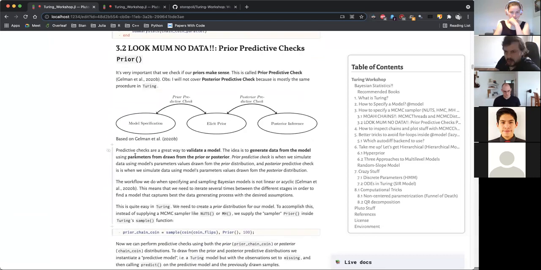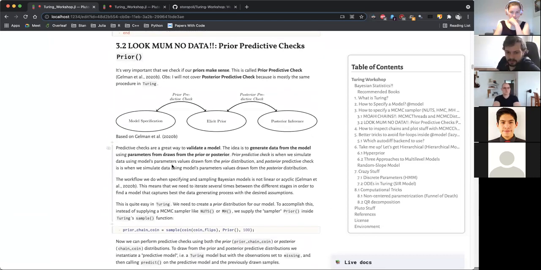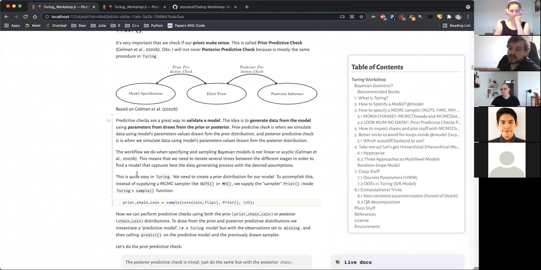And there's a lot of stuff for you to read here in the notebook. Please feel free to visit afterwards and do a whole reading. This is quite easy in Turing, but it's not so easy to find in the documentation. We need to create a prior distribution for a model. We just replace what we use as an MCMC sampler, the NUTS or Metropolis-Hastings, and we supply a sampler called Prior inside the Turing.